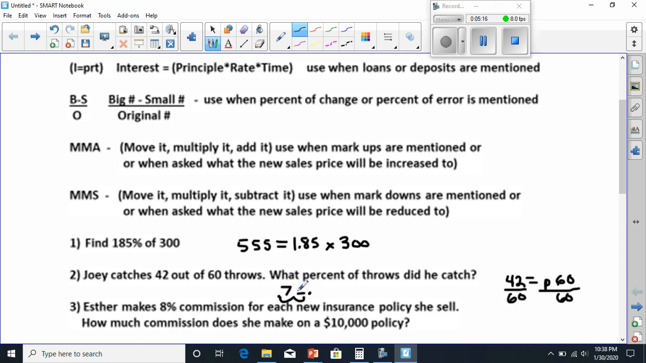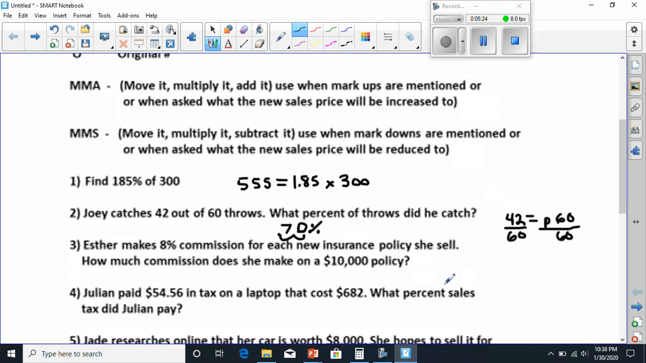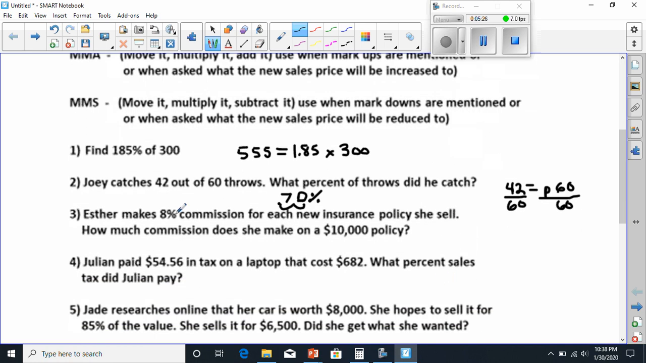Okay, and so that's going to leave me with a 0 to fill in. So this is going to be 70%. All right. Number 3, Esther makes 8% commission for the new insurance policy that she sells. How much commission does she make on $10,000 of insurance policy?